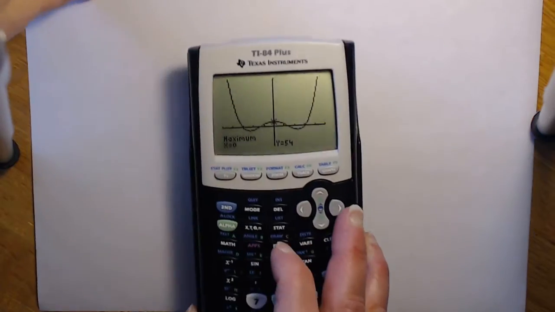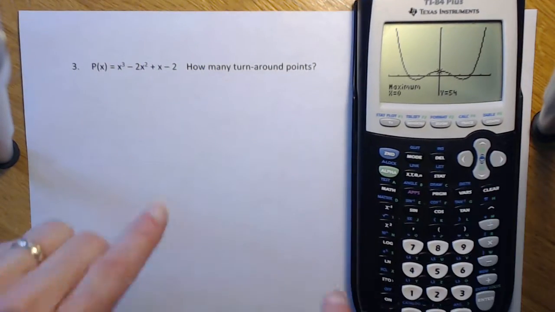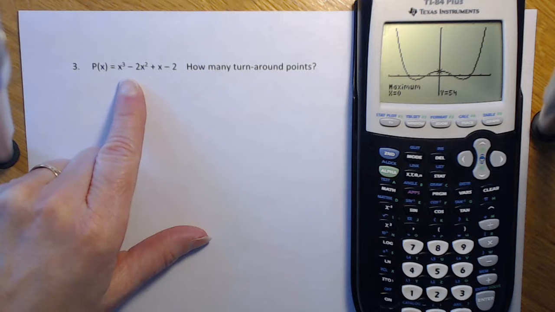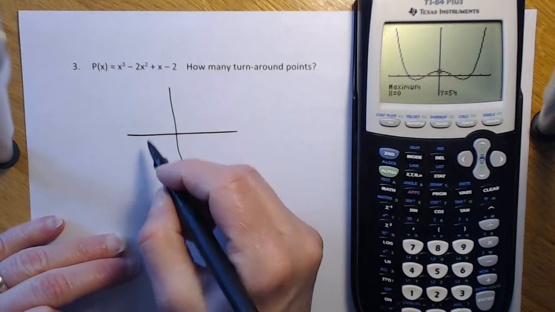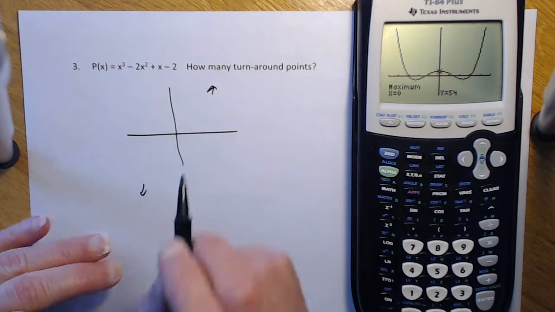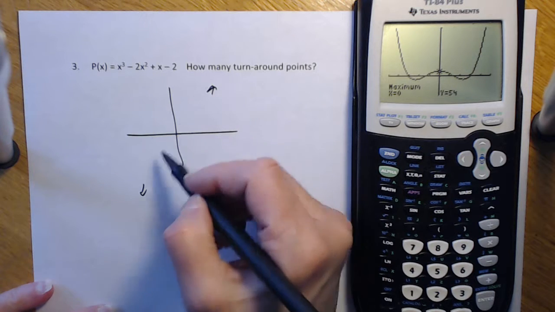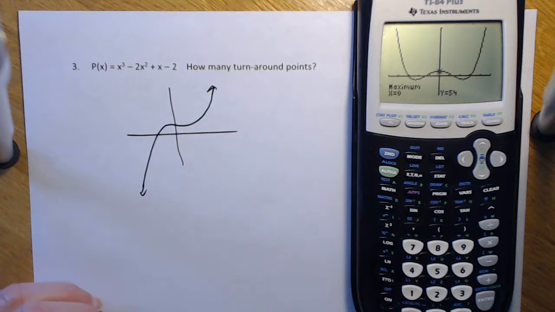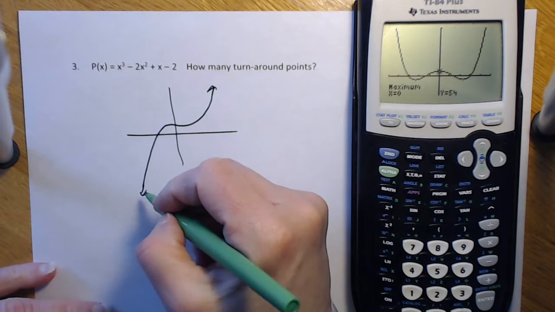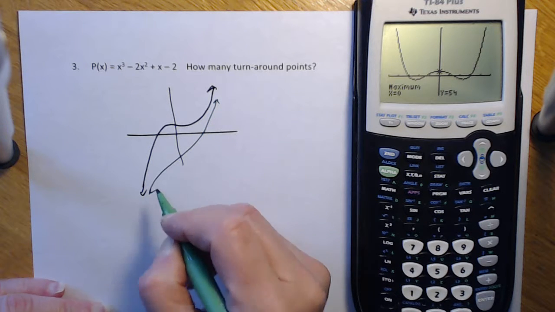Just one more here, and this one we'll probably just work on the window. All right, so again, I have a degree 3. It's a positive leading coefficient, so already I know it starts down here, winds up there. Okay, it could turn around. It has to cross the x-axis, so it could look like this. Okay, it doesn't necessarily have to turn around, so it could just keep going up.